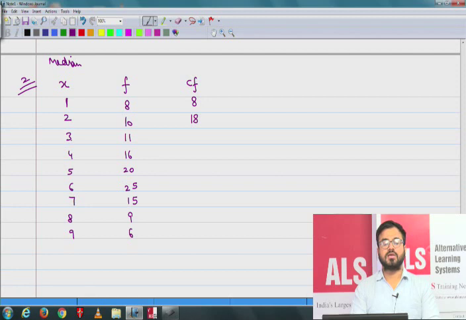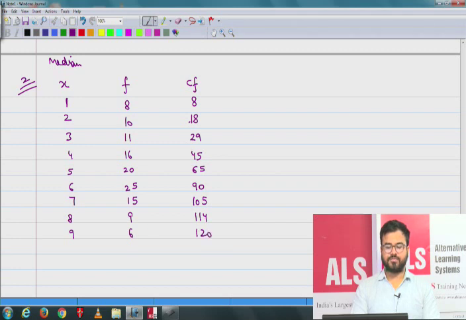The number of students who got marks 3 or less than 3 means 8 plus 10 plus 11. So basically we add in this way: 18 plus 11 is 29. Then less than or equal to 4, 29 plus 16 is 45. Less than or equal to 5, 45 plus 20 is 65. Adding 25 gives 90, then 15 is added, 105, then 9 is added, 114, and 6 is added, which is 120. So the total frequency is 120, and this is the cumulative frequency we have written.